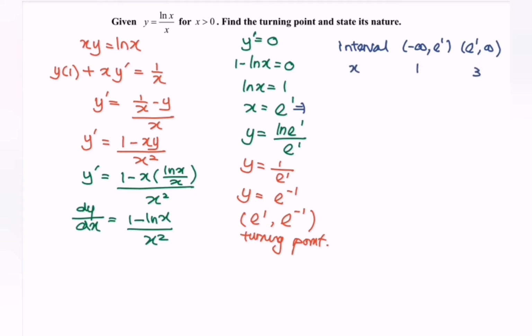So kindly refer to the calculator. If you substitute the value into the first derivative, we'll obtain a positive value if we substitute x is equals to 1, and we will obtain a negative value if we substitute the value of 3. So in here we can see that here we have the increasing, and then here we have the decreasing. So the turning point e and e to the power of negative 1 would be a maximum point.